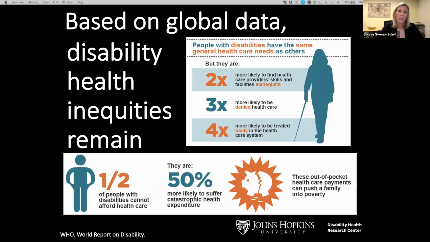Globally, this is also the case. People with disabilities are twice as likely to report that healthcare provider skills or facilities are inadequate, 3 times more likely to be denied healthcare services, and 4 times more likely to report maltreatment or mistreatment in a healthcare setting.